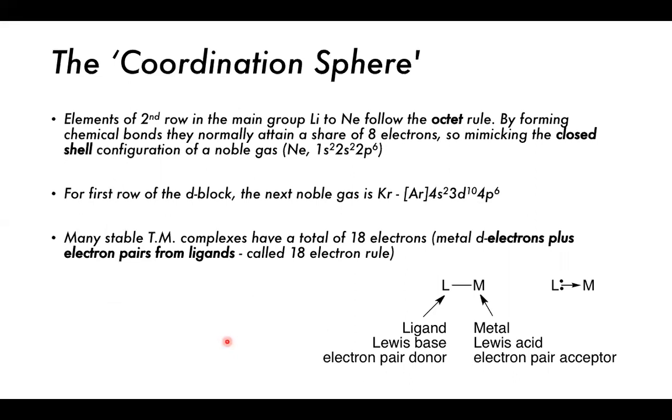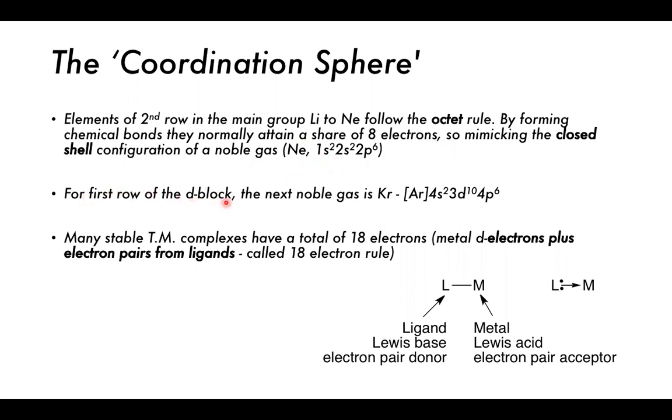So the elements of the second row in the main group, lithium to neon, follow the octet rule by forming chemical bonds that normally attain a share of 8 electrons, mimicking the closed shell configuration of a noble gas. In this case, for the second row, it's neon. So generally, they want to share electrons in some way that they can form a full orbital.